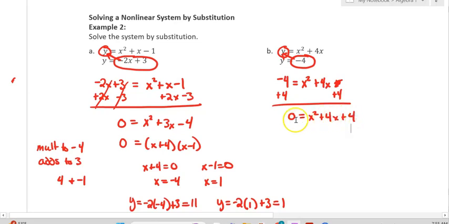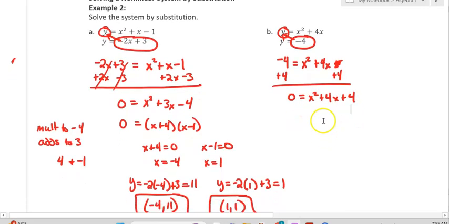I always try to get it equal to 0 so I can solve. On this one, it looks like it could factor. Completing the square would work. Quadratic formula would work. So let's go ahead and factor this because it looks like it will. It multiplies to 4 and it has to add to 4. So that's 2 and 2. So I get x plus 2, x plus 2.